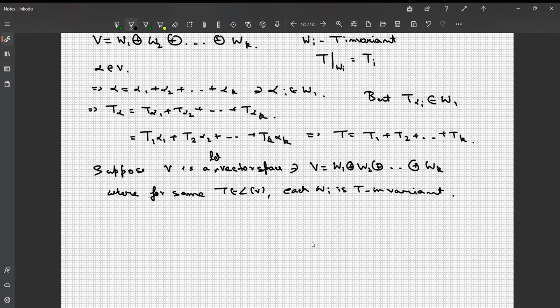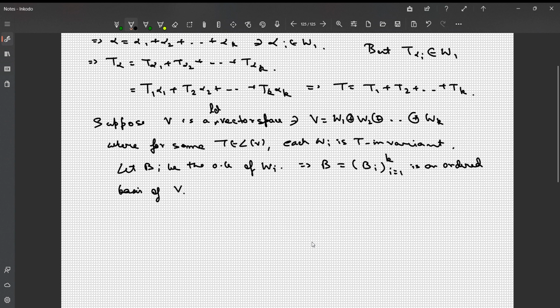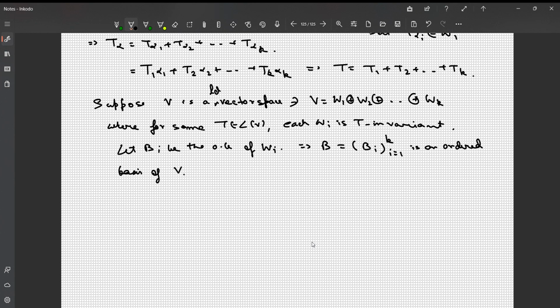Now suppose I choose a basis of each of these Wi. So let Bi be the ordered basis of Wi. Since V is the direct sum of these Wi, we can consider the basis B, consisting of the ordered sequence of each of these Bi's, i ranging from 1 to k, which is an ordered basis of V. But then what is the matrix of T with respect to B?